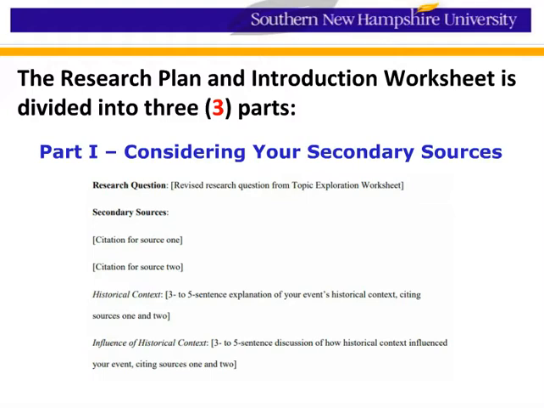The multimedia presentation worksheet is divided into 3 parts. In Part 1, you will consider your secondary sources. Under Research Question, you will write your revised research question from the Topic Exploration worksheet. Eventually, the thesis statement that you write in your introduction will be a direct response to this question. You will then include citations for 2 of your primary sources. You can copy and paste these directly from the research kit.